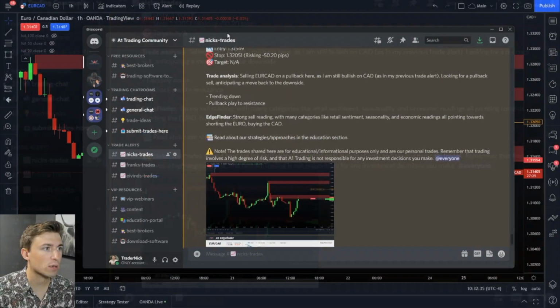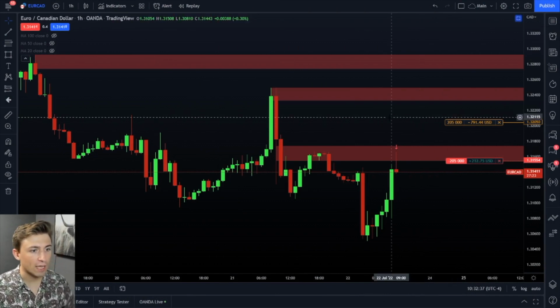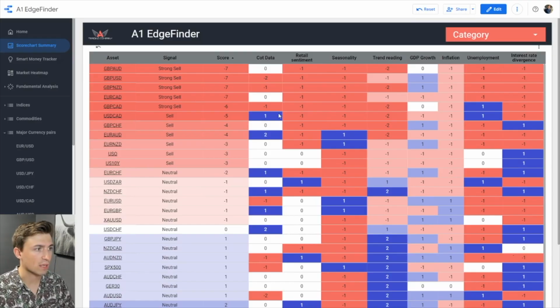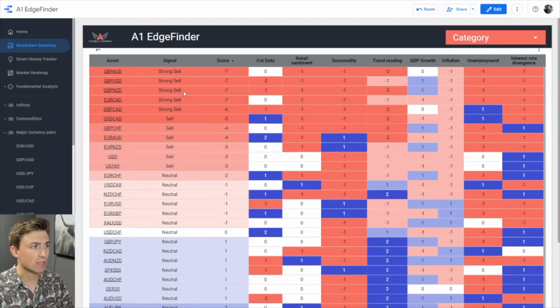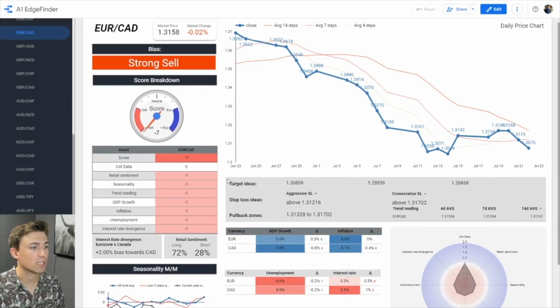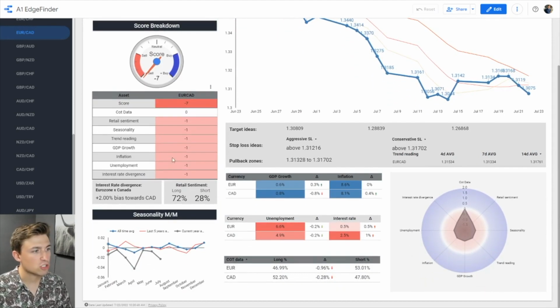That's the simple part. Now let's take a quick look at the edge finder and see, nice little rejection, by the way, starting out here. Let's look at the edge finder and see what we had on that. So I looked at my scanner, and this one actually popped up as one of the top rated sells on the list with a -7 in the score category. Now, of course, when we take a look at the EURCAD, we get a strong sell on the individual sheet. And I wanted to show you this.